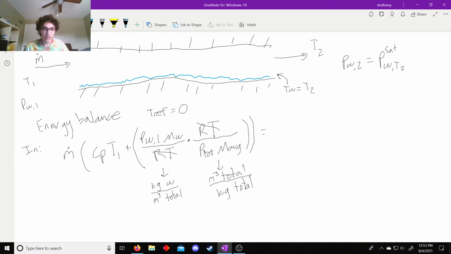And what we're left with is enthalpy in equals the mass that's going in times the enthalpy change of the air, plus this term over here, which will represent our enthalpy change due to evaporation of water.